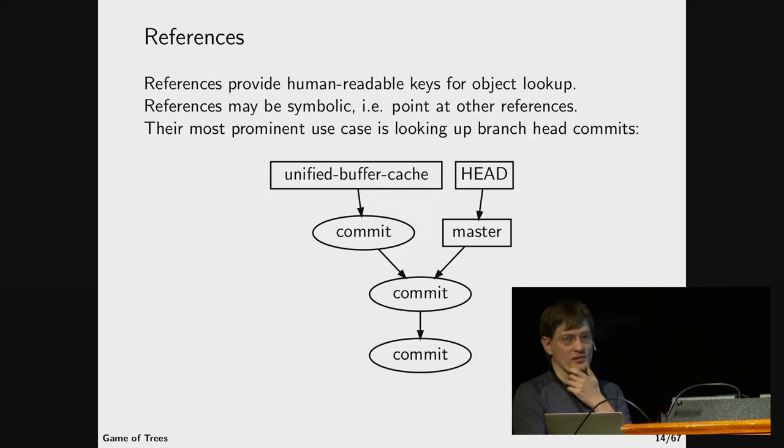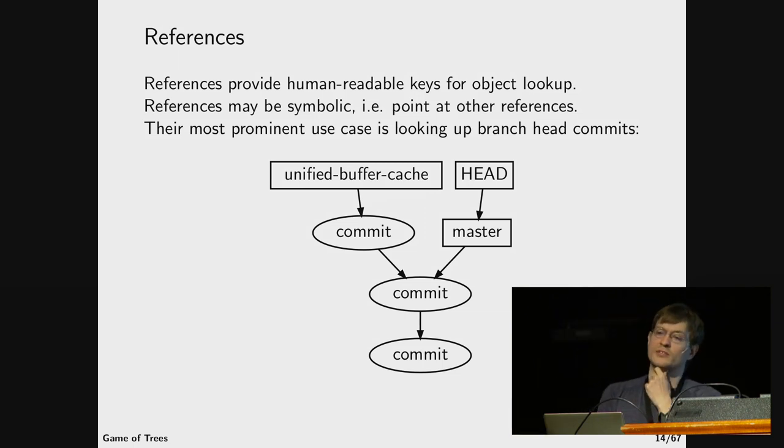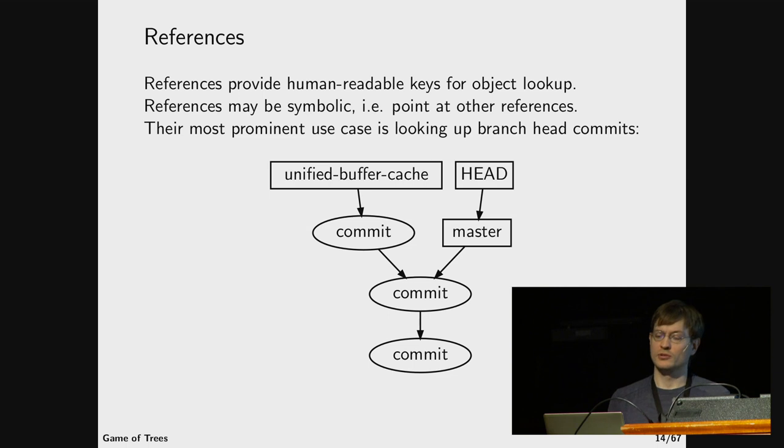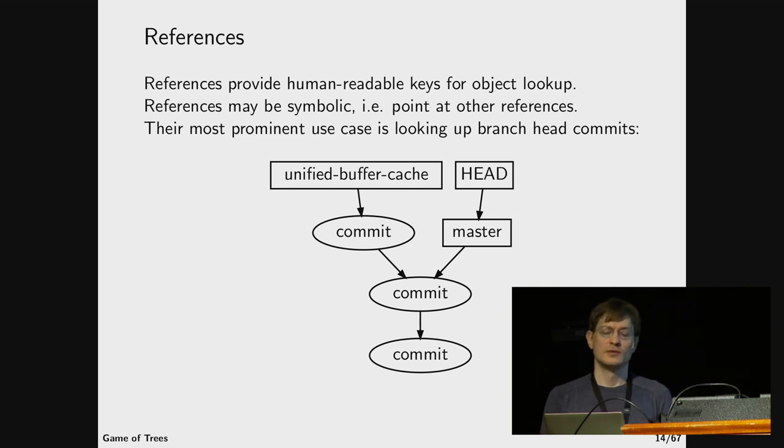Git also has a concept of references, which allows you to basically apply user-defined labels or names to particular objects. Generally, it's just a mapping from a string to a SHA-1 ID or from a string to another reference. And mostly you use those to identify your branches, because when you have a reference to a commit object, you can interpret that as the head of a branch.